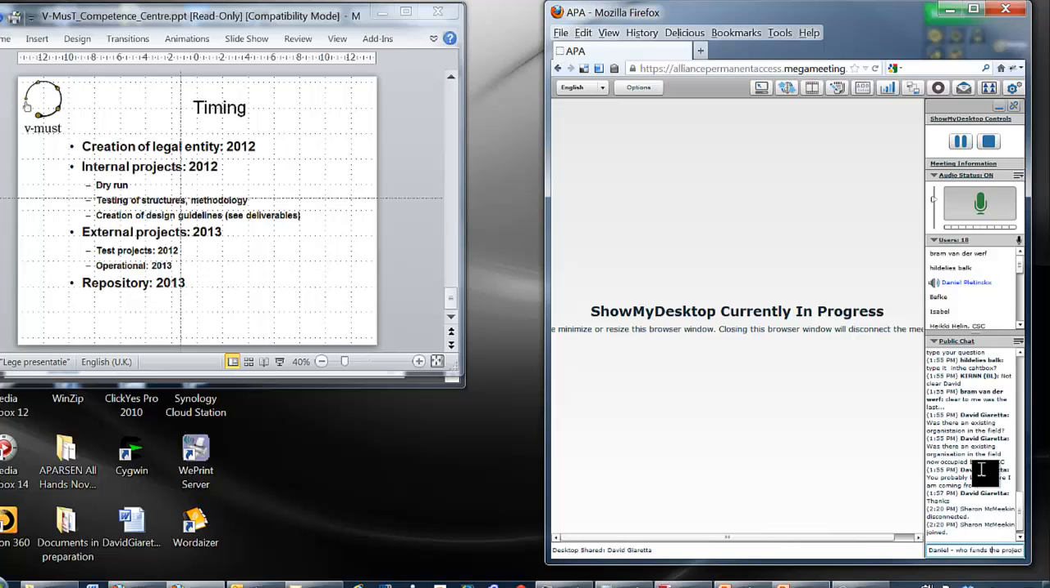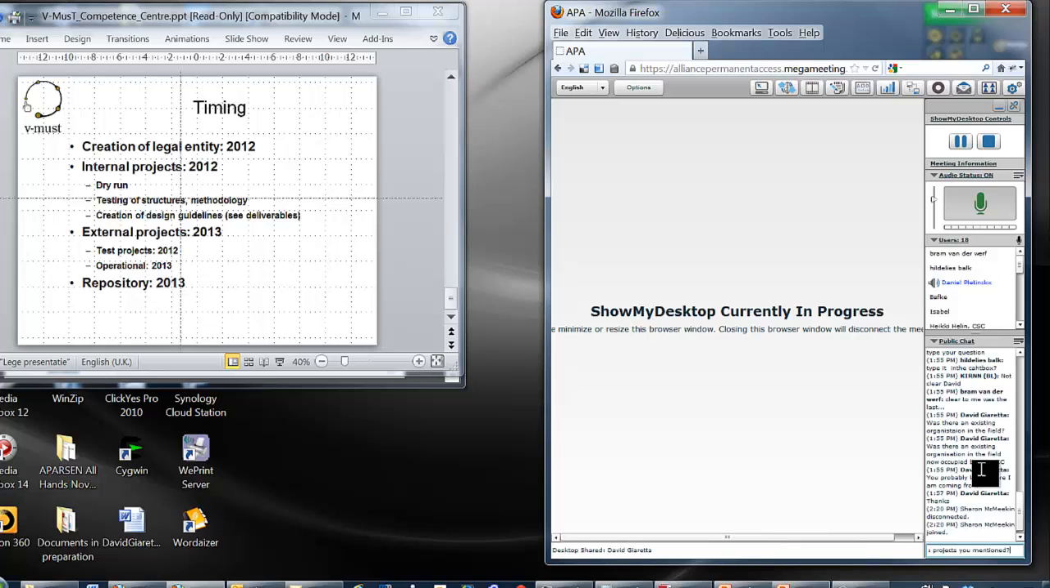We will start doing external projects in 2013. We already have several projects in the pipe, but they have not started yet, so we didn't have income yet. But that is already planned, and we hope by 2013 to have external projects running, which means, in fact, that we will be operational doing external projects for 2 years within the project. And so in this way, really be up and running before the project closes.